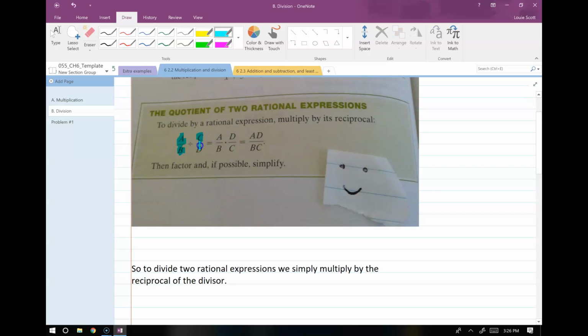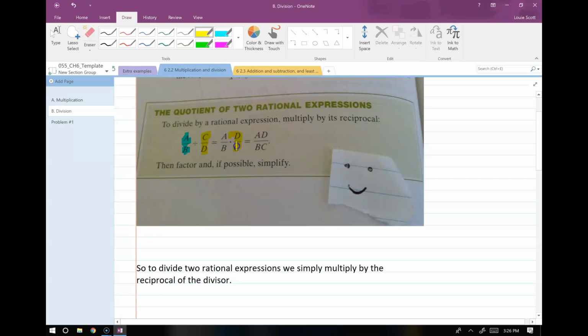If you remember the rules for dividing fractions, this is the exact same thing. The rule basically states that the divisor, which in this case I'm highlighting in yellow here, C over D, all we need to do to divide these two fractions is flip the divisor over and change division to multiplication. And that's it. This section is not super complicated as to the operations we're doing.